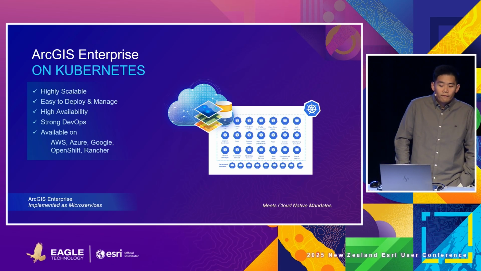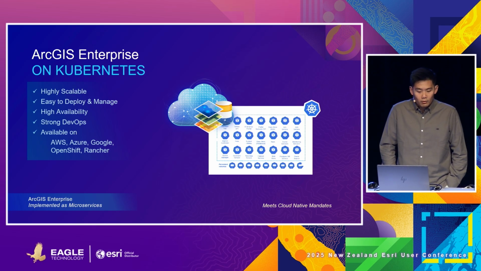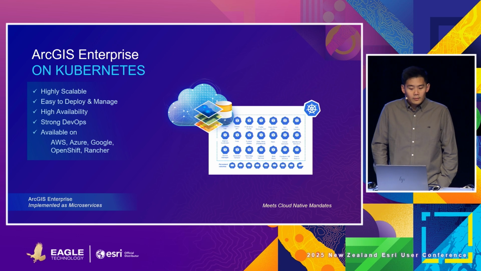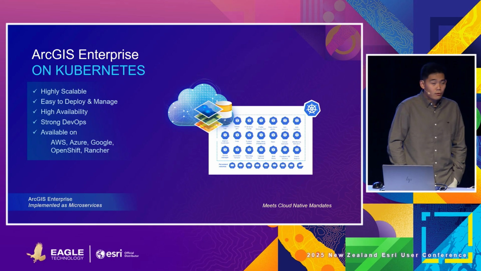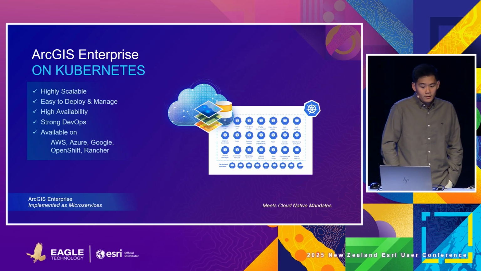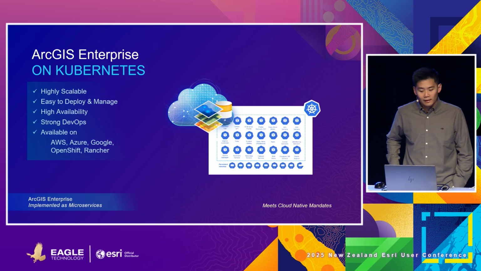The most important thing to remember is that ArcGIS Enterprise and Kubernetes bring benefits to organizations with large, complex ArcGIS Enterprise deployments, and it's highly scalable, easy to deploy and manage, and it supports high availability and offers strong DevOps integration. So that's sort of my summary. And of course, both public and private clouds.